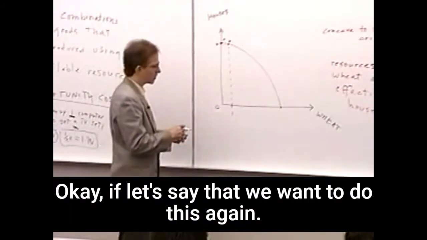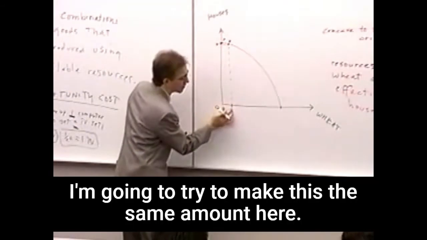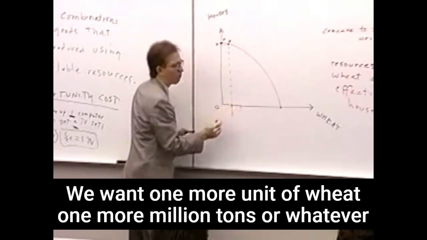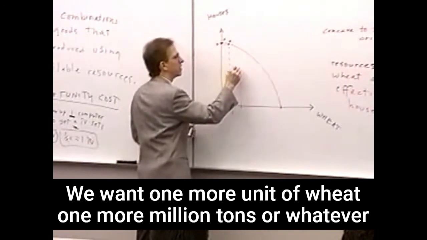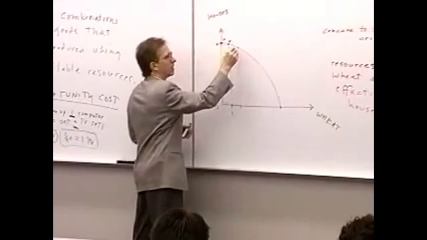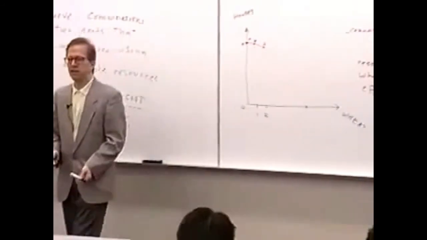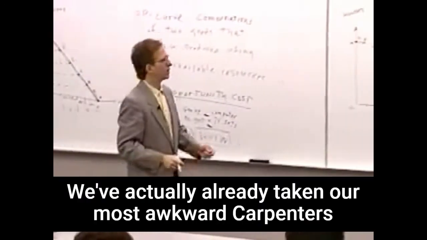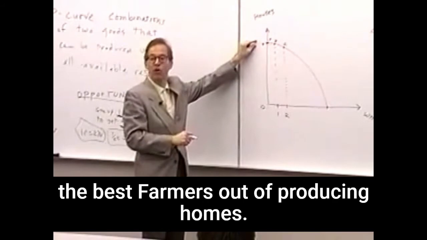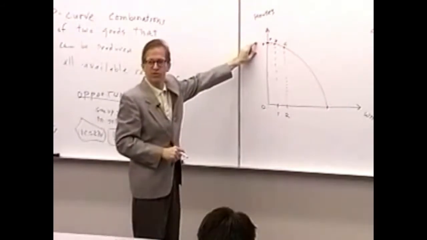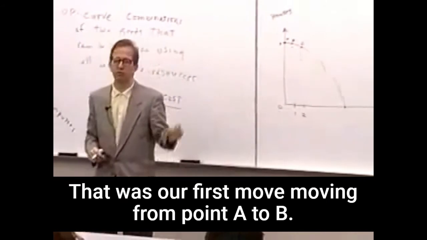Okay? Let's say that we want to do this again. We want one more unit of wheat, one more million tons or whatever you'd want to call it. We want to move to point C. We've actually already taken our most awkward carpenters, the best farmers, out of producing homes. We've already moved them over into producing wheat. That was our first move, moving from point A to B.